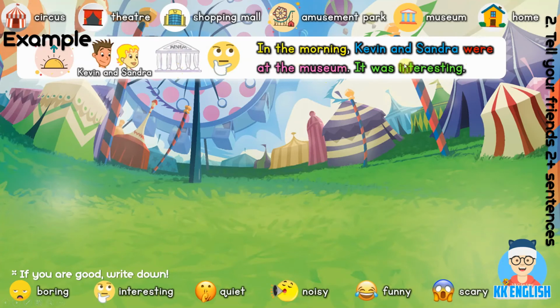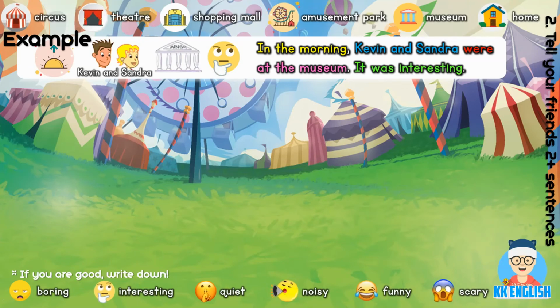So 1, 2, 3, 4, 5. Yellow is the time. Blue is the person. Were and was. At the museum is where to go. It was interesting is the feeling. How was it? So you need to tell your friends. If you are good, you can write down the sentences in your writing book. If you are not ready, then let's look at these questions and learn together.